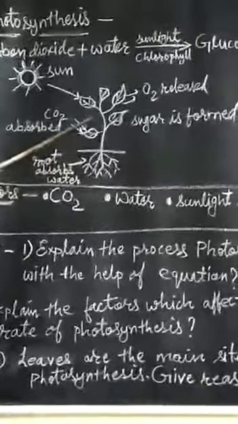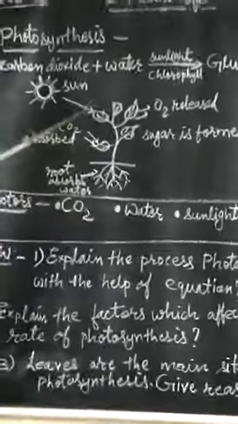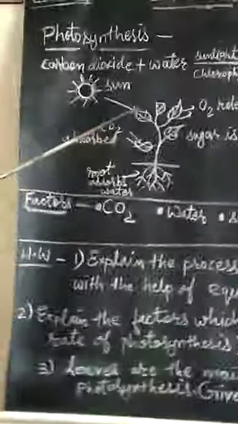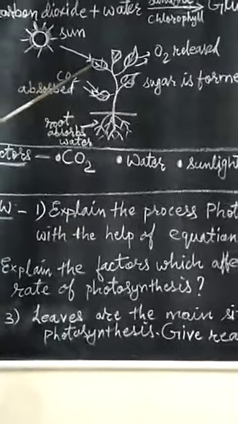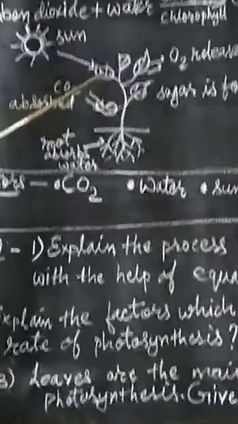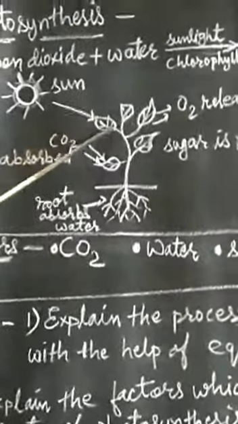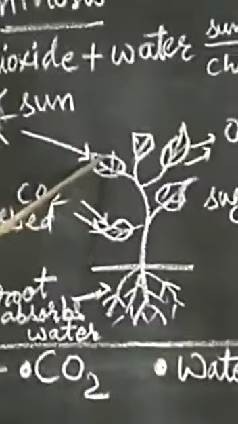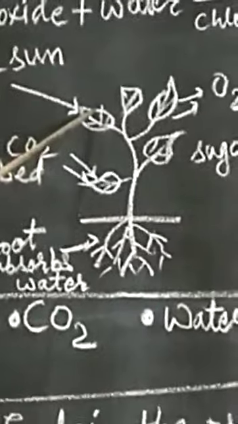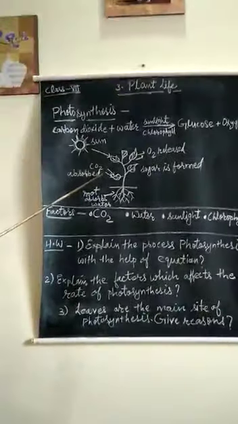Now the question arises that there are different parts in a plant, but why are leaves the main site of photosynthesis, and why are leaves only involved in this process? There are certain reasons. Leaves provide a broad and wide flat surface for absorption of light and CO2.